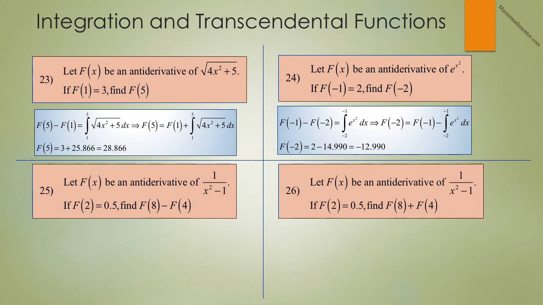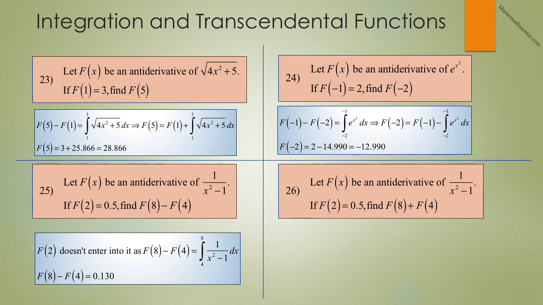Again, we use the calculator's capability of taking a definite integral and get that capital F of negative 2 is equal to 2 minus 14.990, which is equal to negative 12.990.